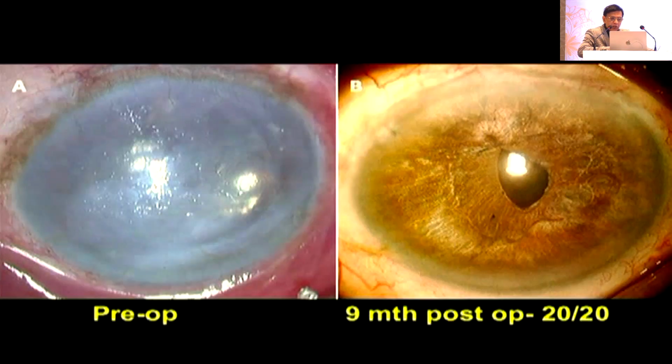Look at another patient. This patient had an IOL there. You can see an anterior chamber IOL. We explanted it, did vitrectomy, glued IOL, 4-throw pupiloplasty, PDEK. Look at the vision, 9-month post-op, 20/20 vision.